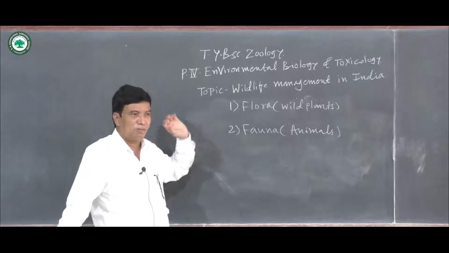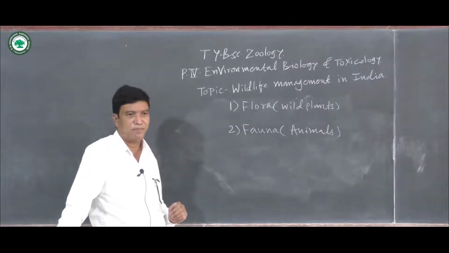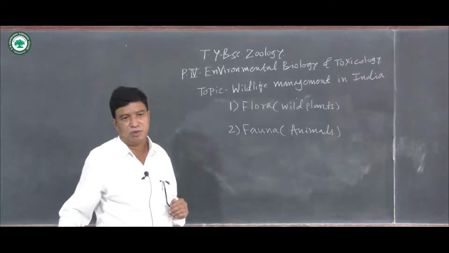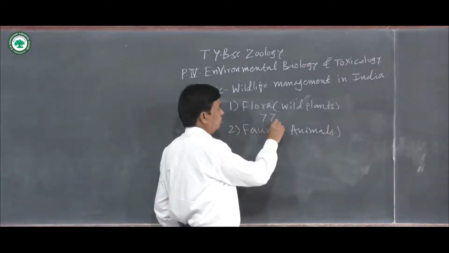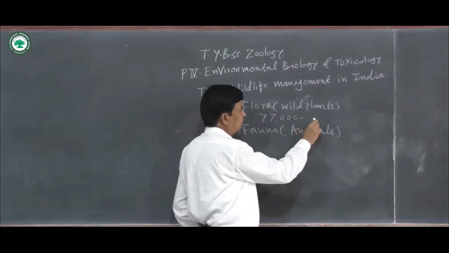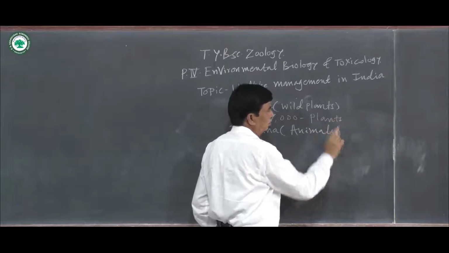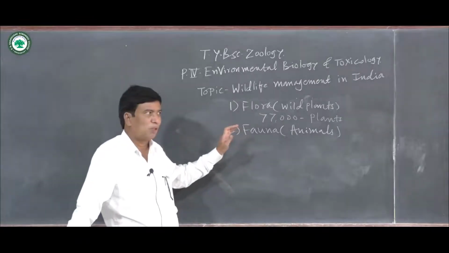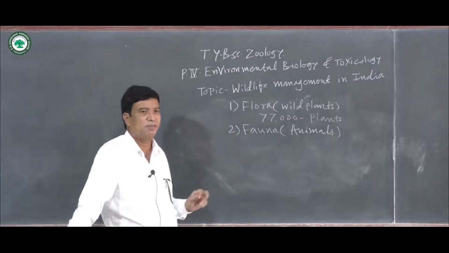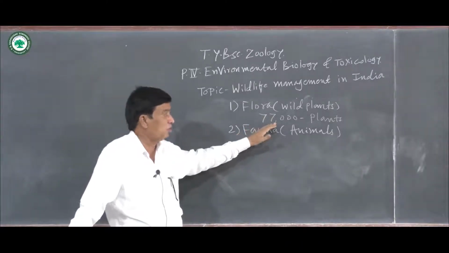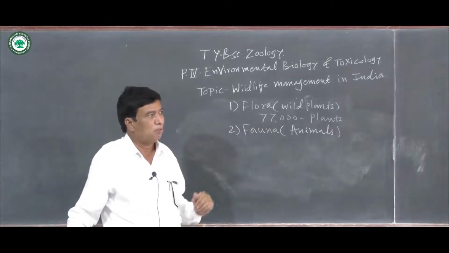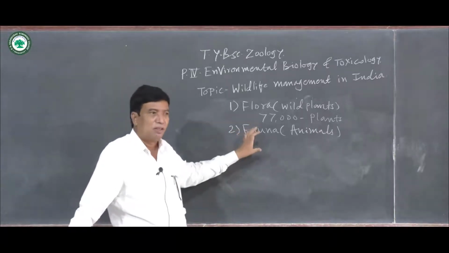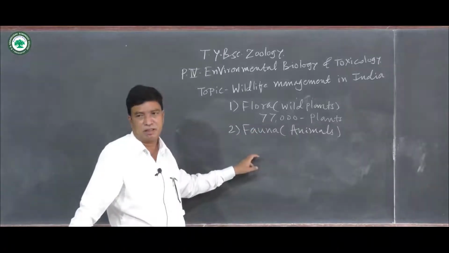The flora, that is wild plants, are rich in India. There are more than 70,000 different wild plants which are found in the forest, grassland or desert. Different groups of plants or species, near about 77,000 different species of plants. They are found in such 4 biodiversity hotspots, including forest region, grassland region or desert region.